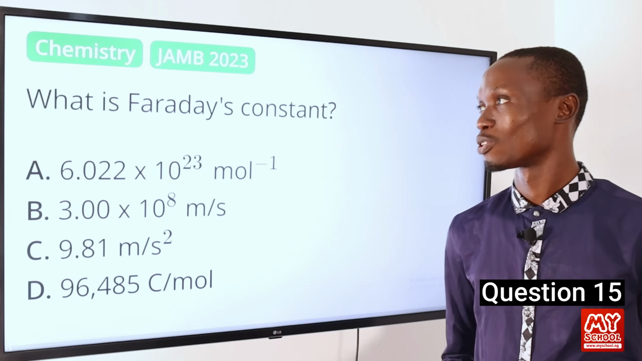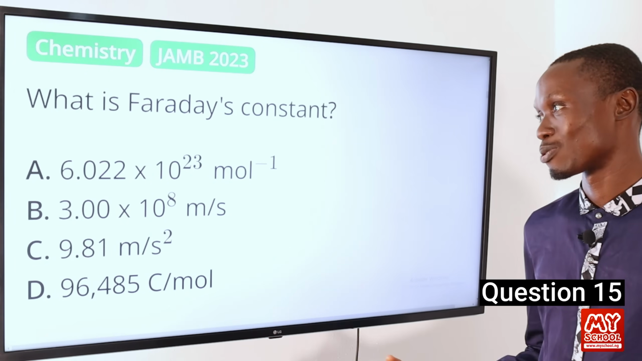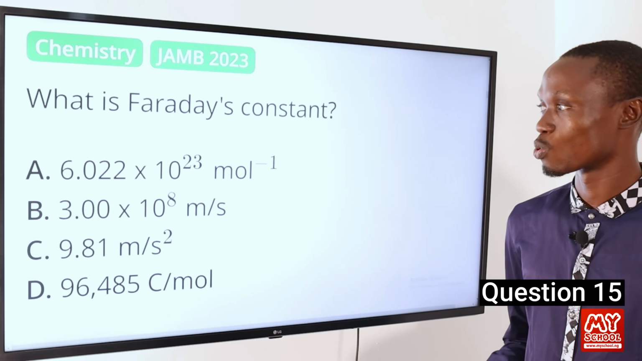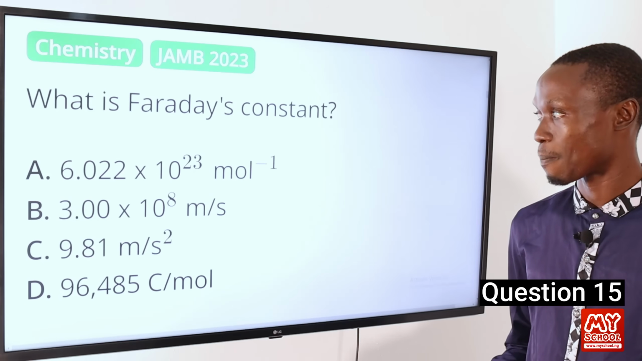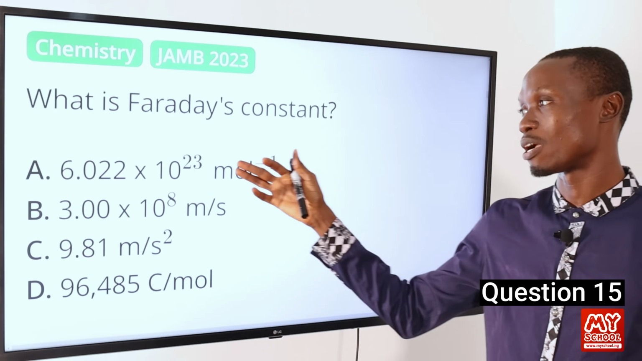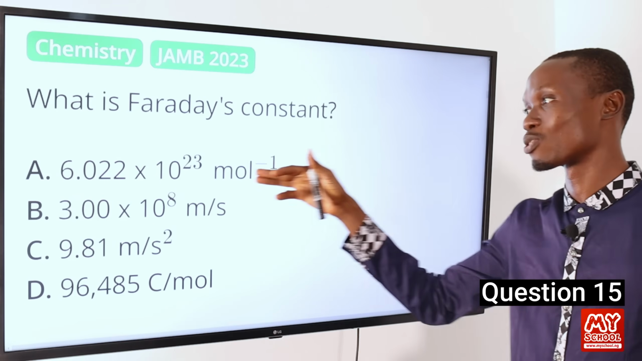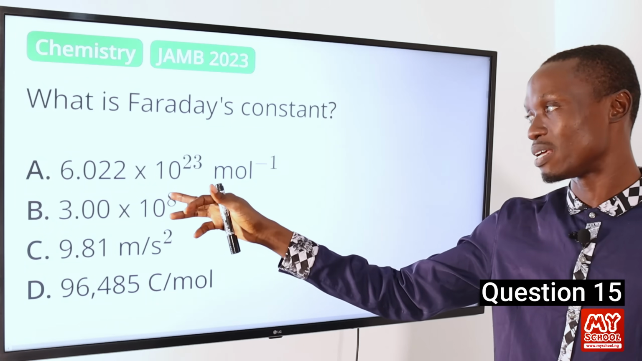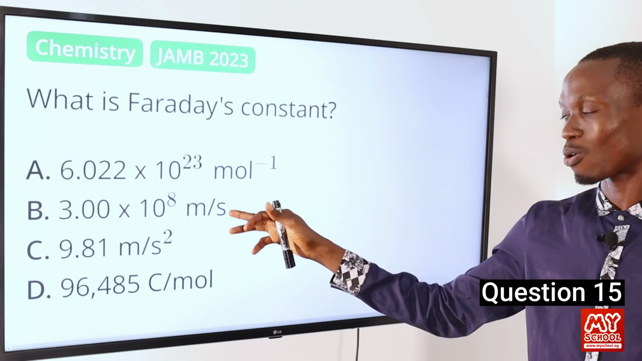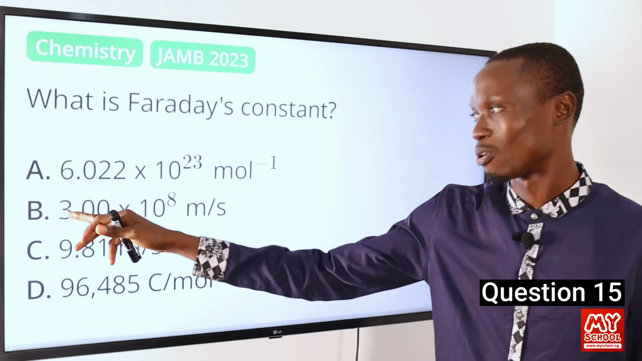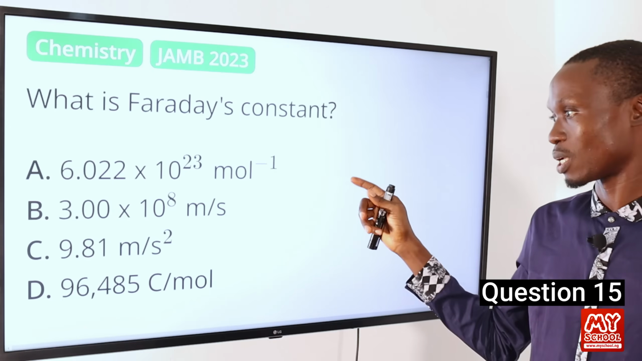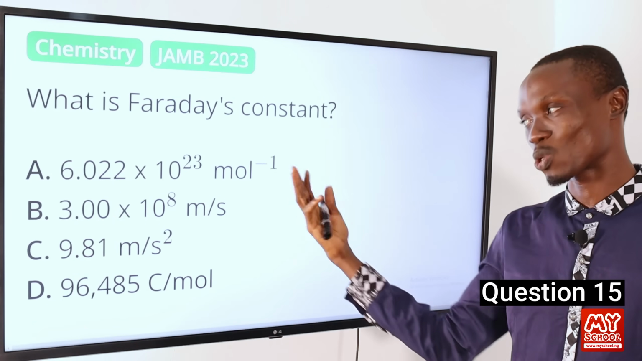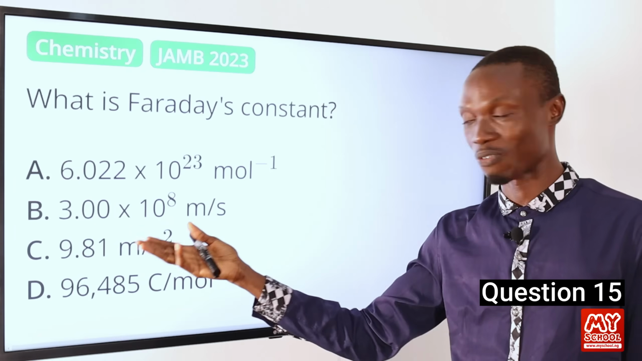Question 15. What is Faraday's constant? For option A, we have 6.0022 times 10 raised to the power 23 per mole. This is actually Avogadro's number, so it is not Faraday's constant. Option B is 3.00 times 10 raised to the power 8 meters per second; this is the speed of light. Option C is 9.81 meters per second squared; this is acceleration due to gravity.